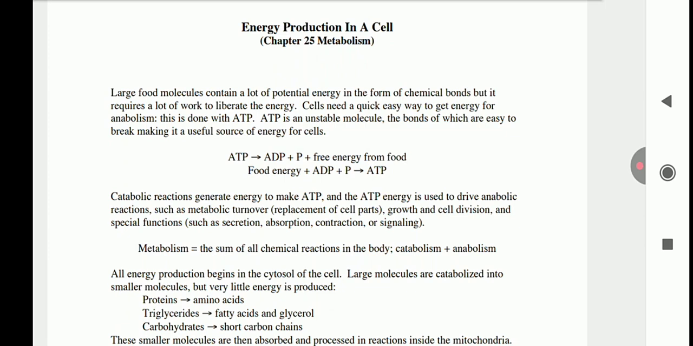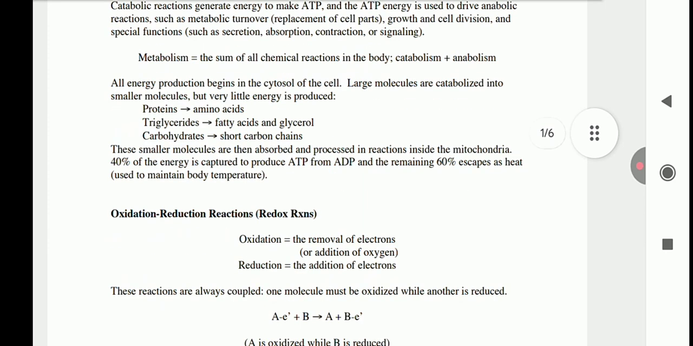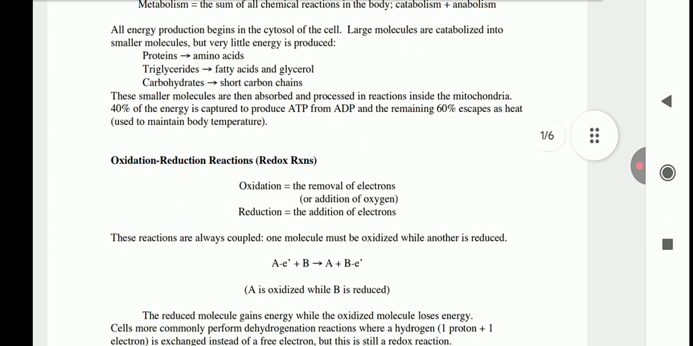the cell. Large molecules are catabolized into smaller molecules but with very little energy in the product. Proteins → amino acids, triglycerides → fatty acids and glycerol, carbohydrates → short carbon chains. These smaller molecules are then absorbed and proceed in reactions inside the mitochondria. 40% of the energy is captured to produce ATP from ADP and the remaining 60% is lost as heat.